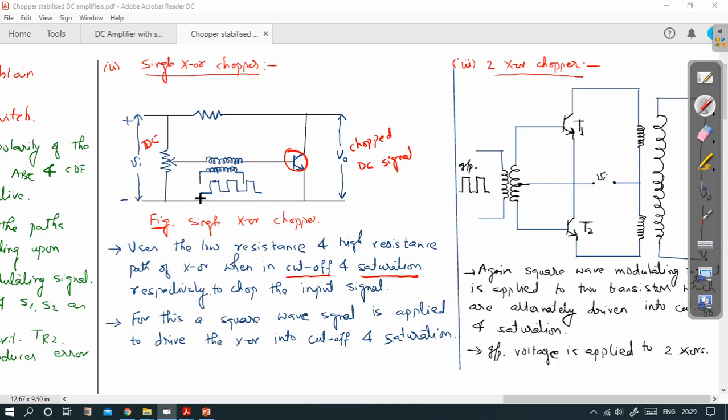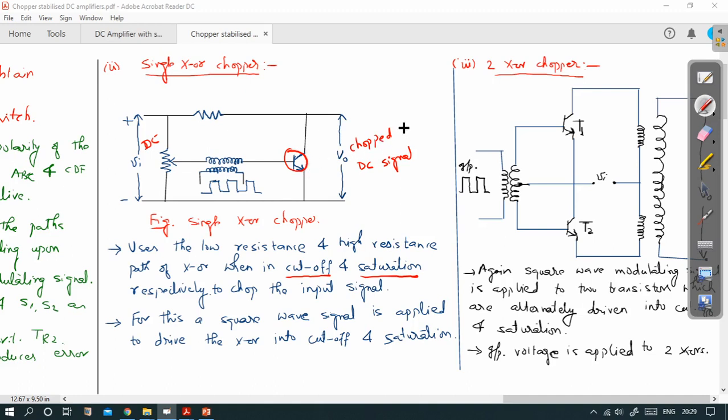So let's say for one half of the signal, this transistor is in saturation. When it is in saturation, this path will be a short circuit, right? Sorry, when this is a short circuit, the output voltage will be the voltage across this short-circuited path, and we know the voltage drop across a short circuit is 0, so you will get a 0 here.